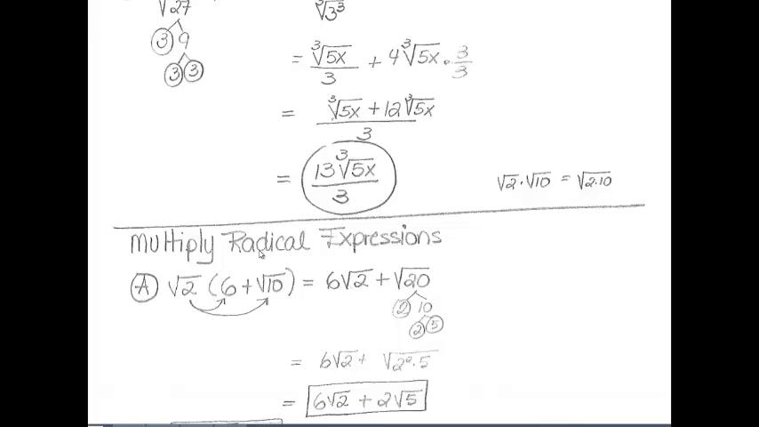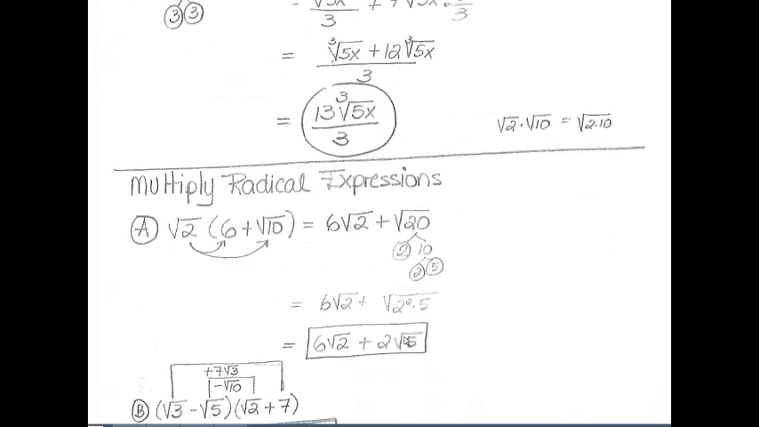Next problem is talking about multiplying radical expressions. So we have square root of 2 multiplying 6 plus square root of 10. So what do we do? We use the distributive property. So square root of 2 times 6 is 6 square root of 2. Square root of 2 times 10 is square root of 20. Now that I have this, I try to simplify 20 by doing the prime factorization, and I find it is 2 to the second times 5.